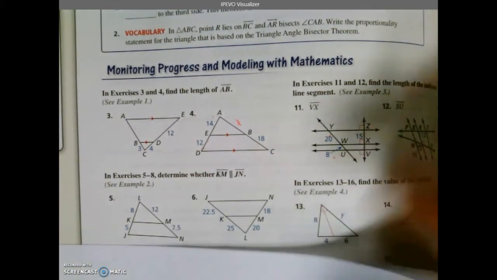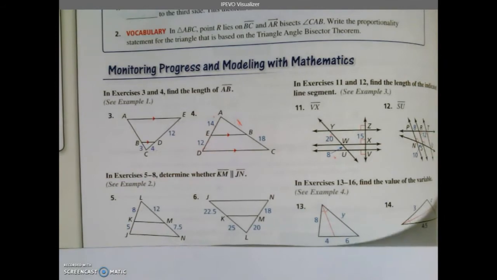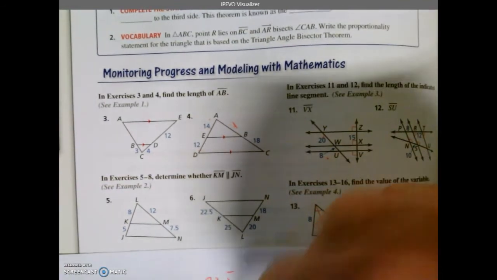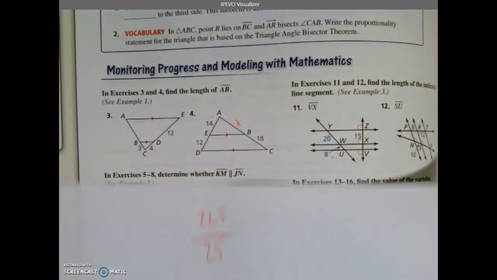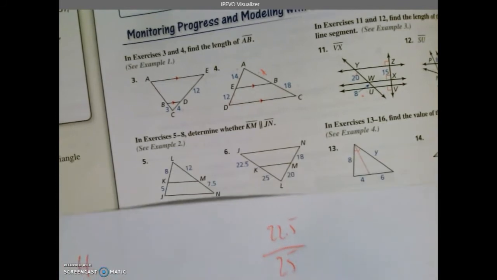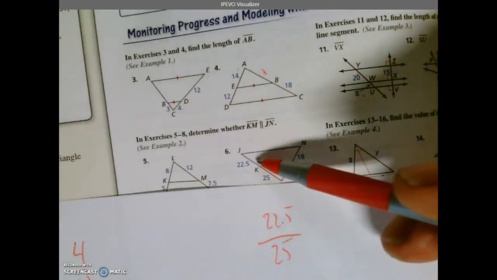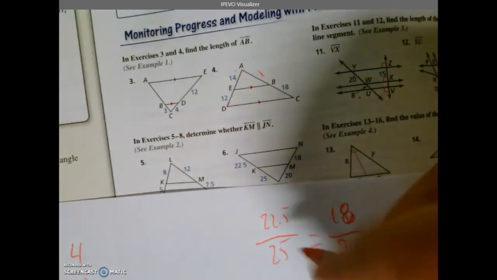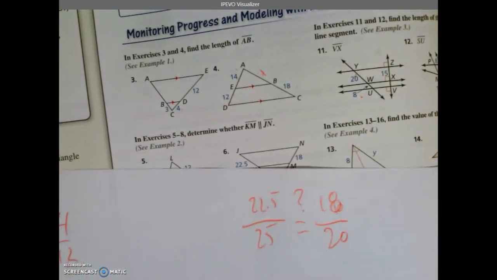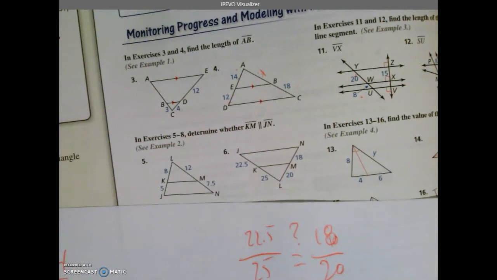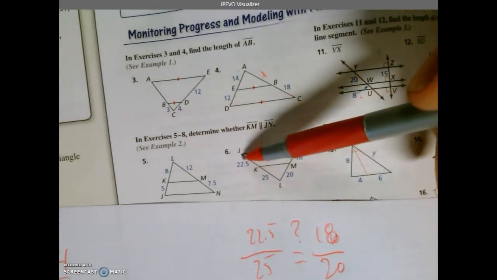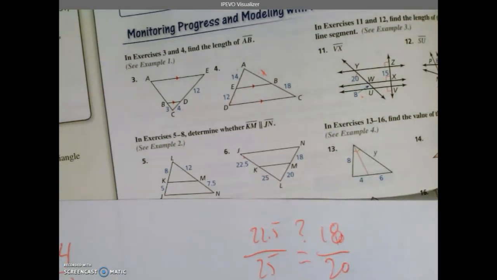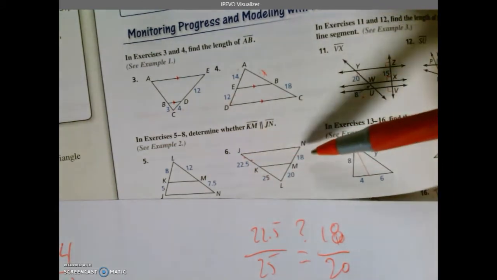This one is like, how am I solving this? They actually just gave me the lengths. What they're asking is to determine whether they're proportional. So set up the ratios: 22.5 over 25, because these are parts of the same side. And since I went 22.5 first, I go 18 first, over 20. The question is, are these equal? This thing over this thing equals this thing over that thing. That's what we mean by proportional segments: small part to big part, small part to big part.